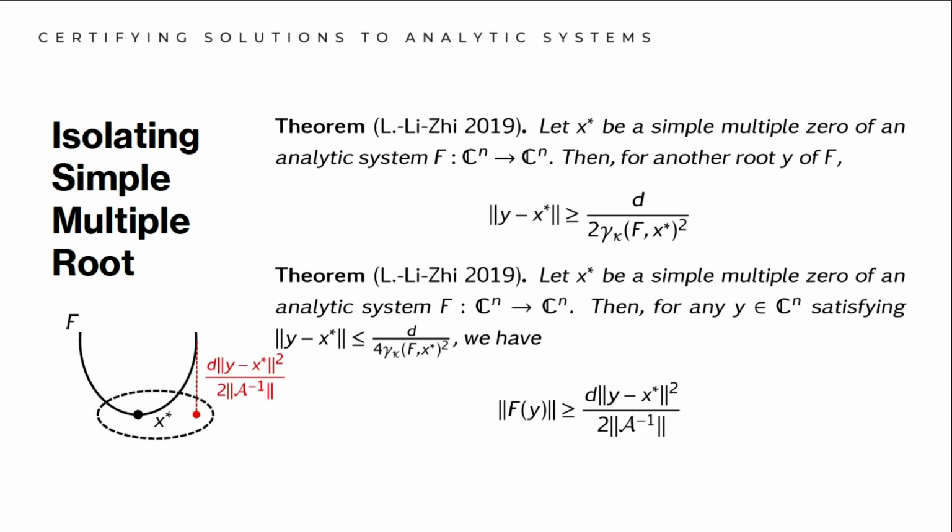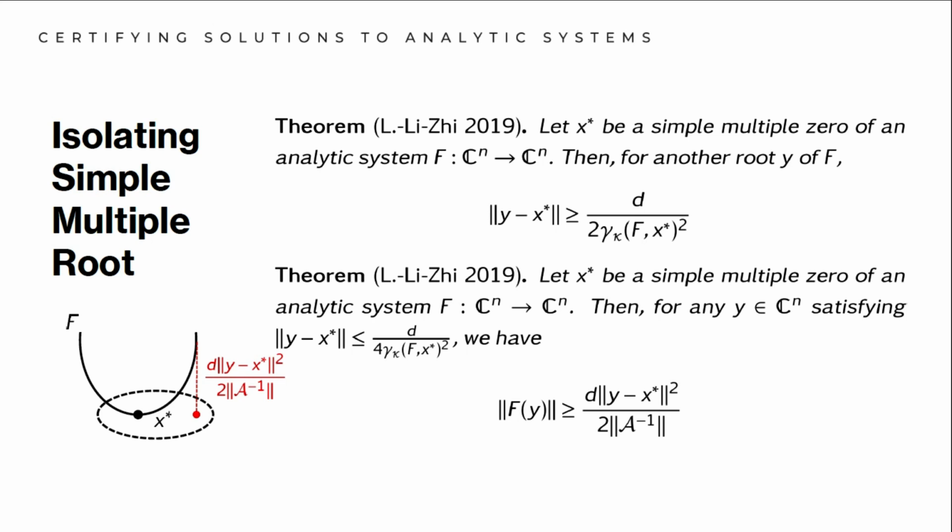The second property: we want to approximate the lower bound of capital F of y. We have the same setting, but now y is a point satisfying this condition, which means they are close enough. In that case, the norm of capital F of y is greater than or equal to this number, so we can approximate the value of capital F of y. This is the evaluation bound. For the values inside the bound, it is at least d times something that depends on y, namely the distance from the root.